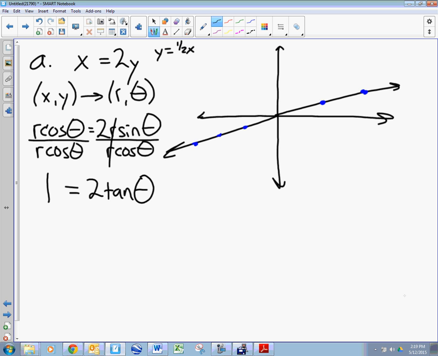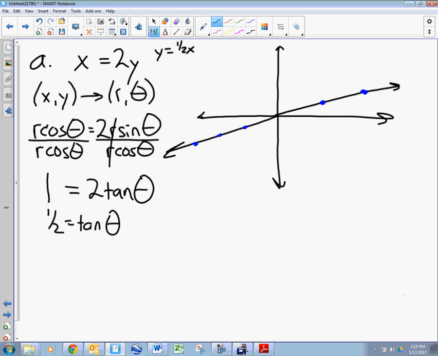What happened to our r values? They cancel. They're gone. Does it matter what r is in this problem? No, we said that it doesn't matter, and you see that they go away. But what does matter is what theta is. So can we solve for theta? Yeah, we can. How do you solve for theta? So 1/2 is equal to tangent of theta.